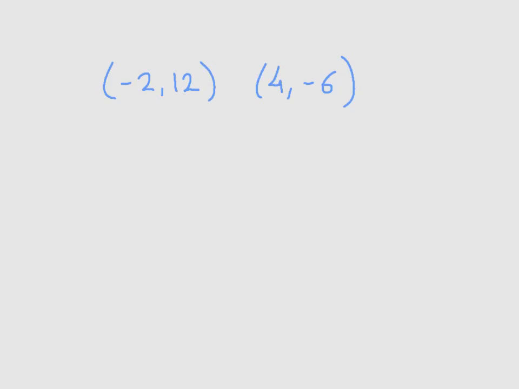Let's see how to find the equation of the line passing through the points (-2, 12) and (4, -6). Now, the first thing that you really need to remember is that any line has an equation looking something like this: y is equal to mx plus p. You may have seen this as y is equal to mx plus c or y is equal to mx plus b. It really doesn't matter what letter you use.